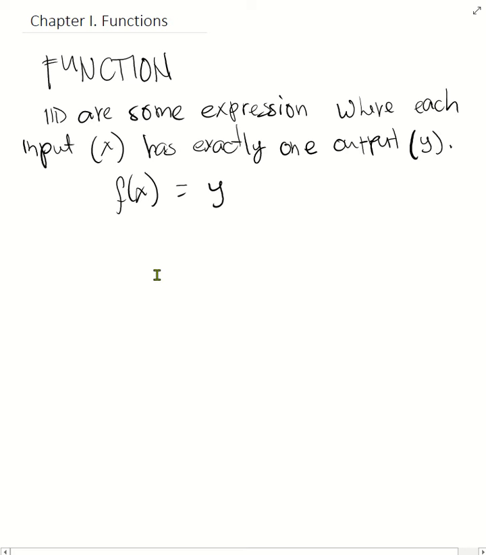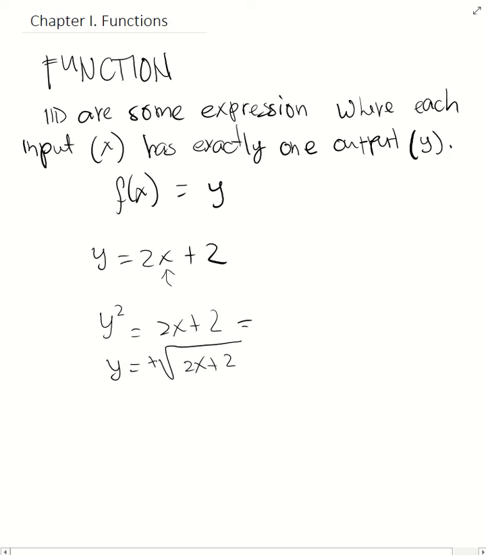How do we determine if a certain expression is a function? If I have the expression y is equal to 2x plus 2, is this a function? Yes, it's a function, because if we apply a value for x, we only have one result for y. An example of a non-function is y squared equals 2x plus 2. Taking the value of y, y will be the square root of 2x plus 2, and it should be plus and minus.